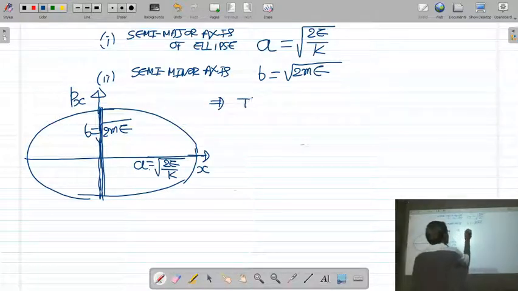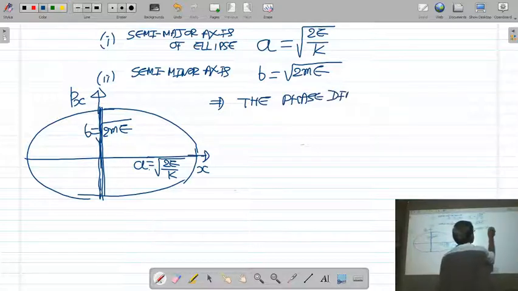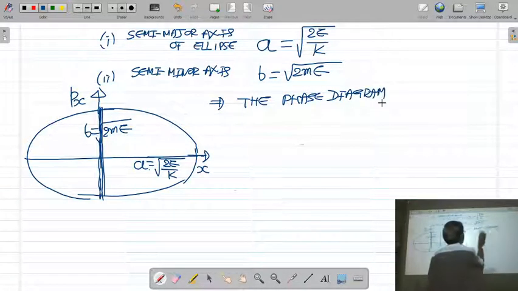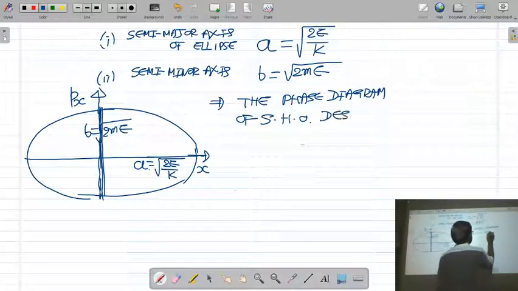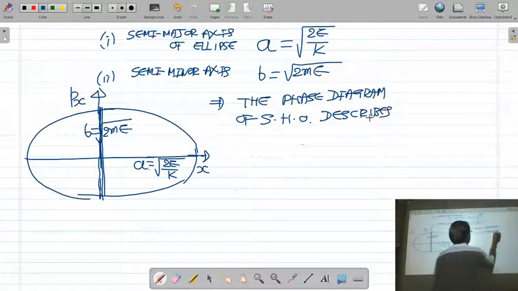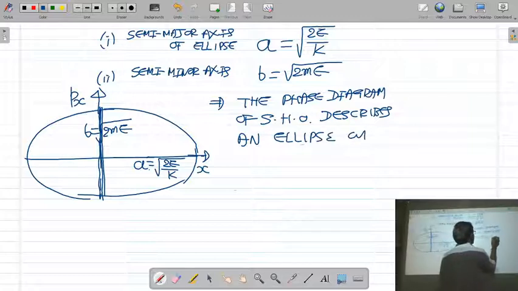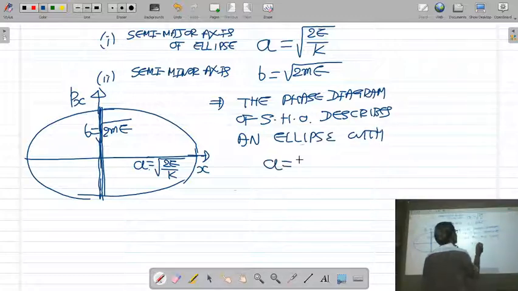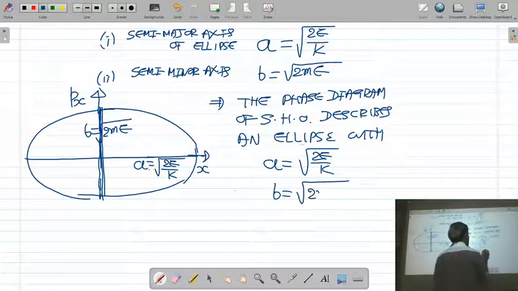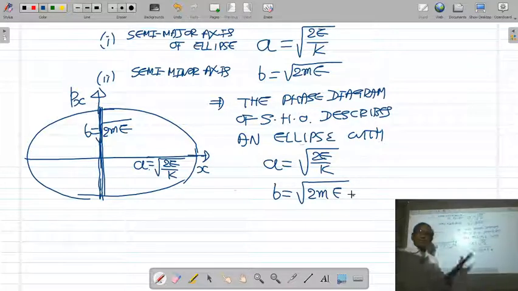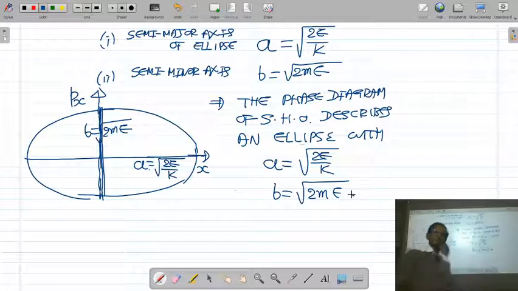Thus, the phase diagram of simple harmonic oscillator describes an ellipse with semi-major axis A, which is under root 2E by k, and semi-minor axis B, which is under root 2mE. So you can be asked: the phase diagram of simple harmonic oscillator describes ellipse, circle, square, or rectangle.